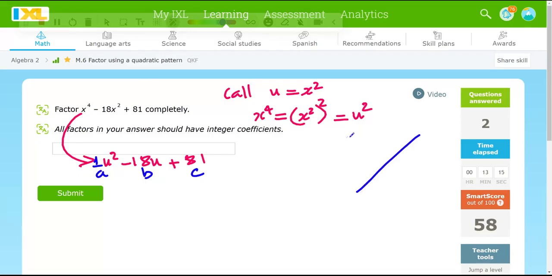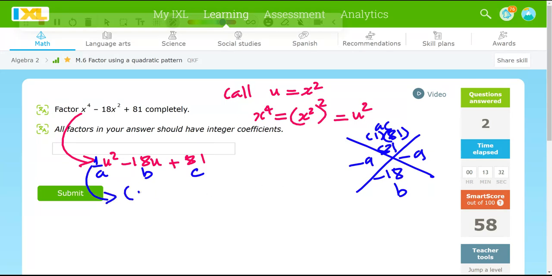Do you want to do the diamond? A times C, 1 times 81, which is 81, and then B equals negative 18. So the two numbers have to be negative 9, negative 9. So from here, I write down u subtract 9, u subtract 9. Now I substitute back, use the x squared. So x squared subtract 9.